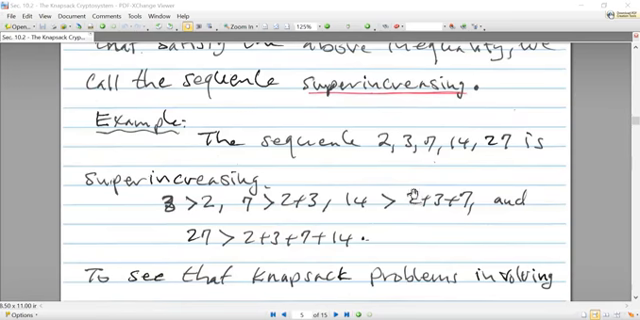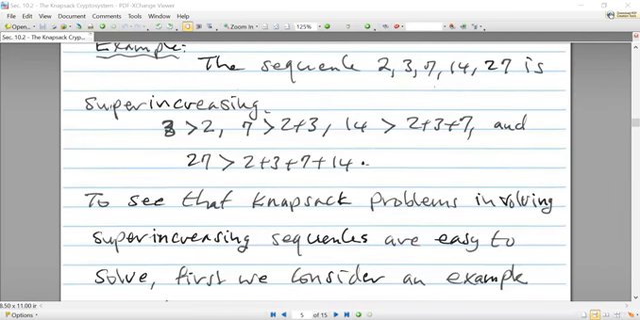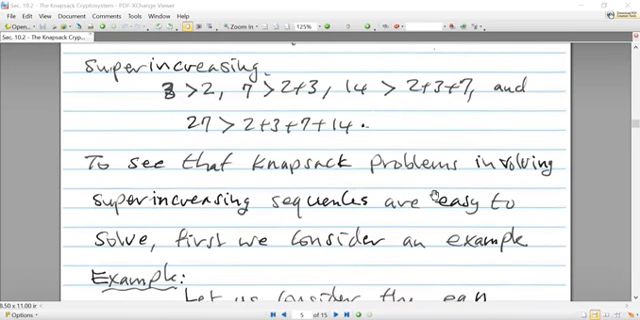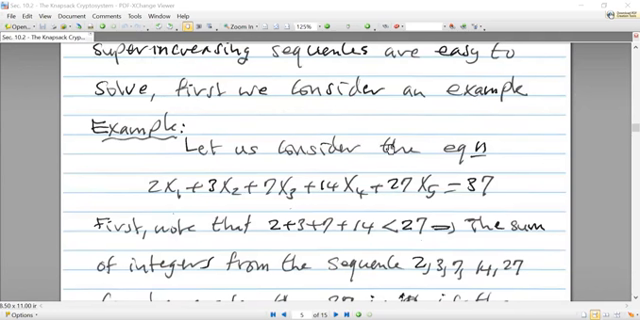Now, if the a's happen to satisfy this property, it turns out that the knapsack problem can be solved easily. And in fact, there is an easy algorithm that we can apply to solve such a knapsack problem. Here's an example before we describe the algorithm in general. Let's assume we have this equation: 2x1 plus 3x2 plus 7x3 plus 14x4 plus 27x5 is equal to 37.